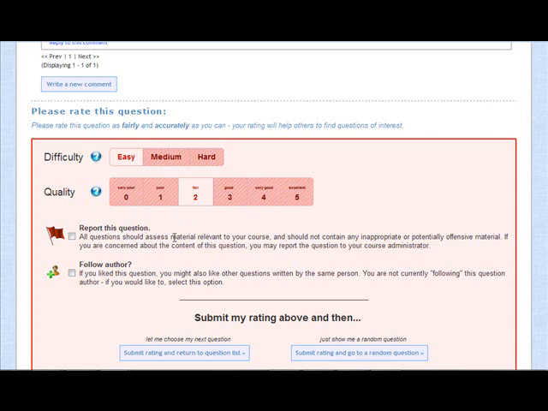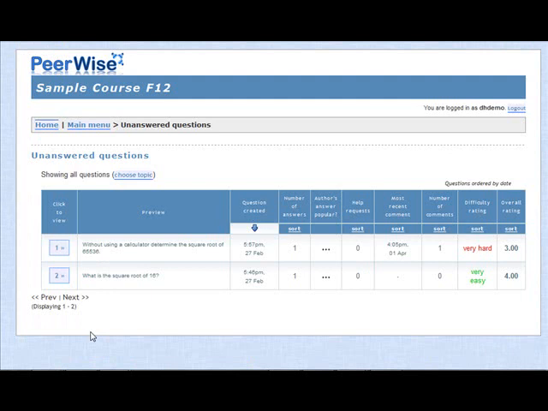Should you be concerned about the question either because it had inappropriate or potentially offensive material, or because it wasn't really material relevant to the course, then you can report it by selecting a check mark there. That way the administrator will get word of a potentially inappropriate question and deal with it as they see fit. Would you like to follow the author? You thought, hey, that's a really good question. I want to answer more of their questions specifically. So you can follow the person or not. And then you submit and return to the next question in the list.